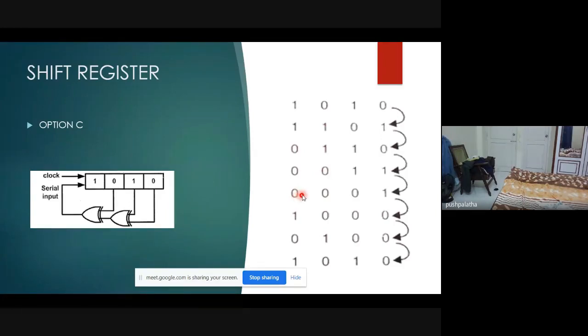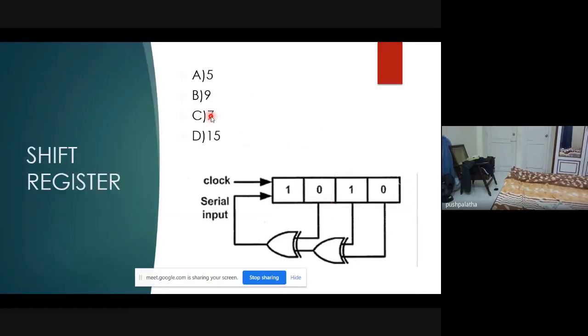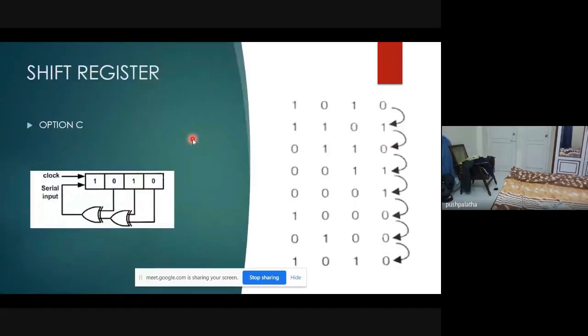So if you keep on doing like this, to reach 1010 again, how many clock cycles? 1, 2, 3, 4, 5, 6, 7. So you need 7 clock cycles, which is your option C. Clear? So this is the way you have to do it.